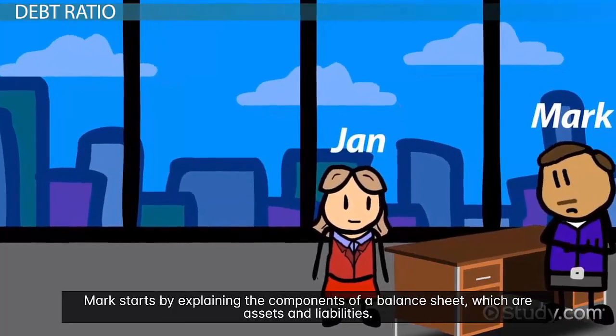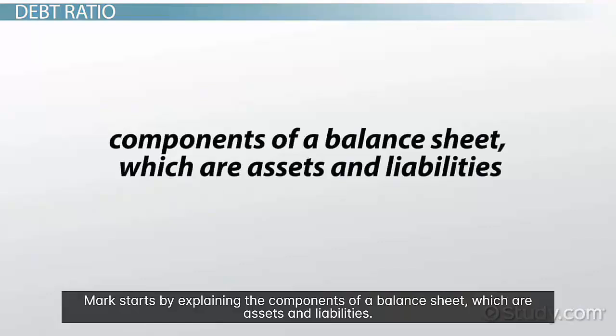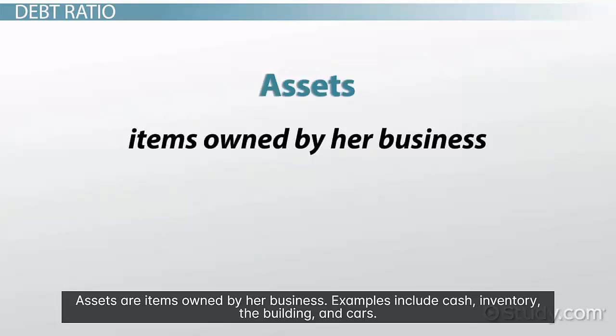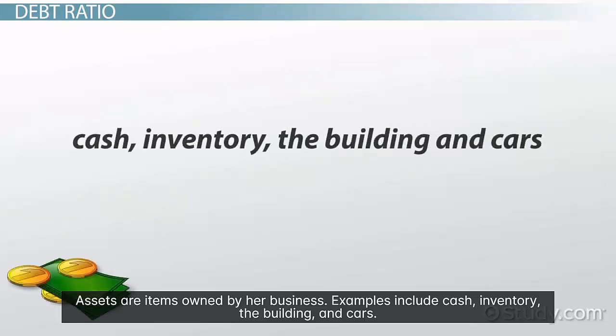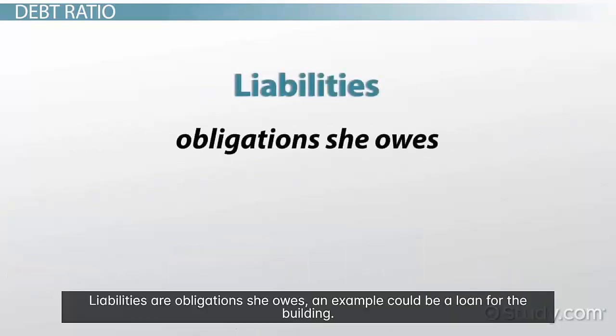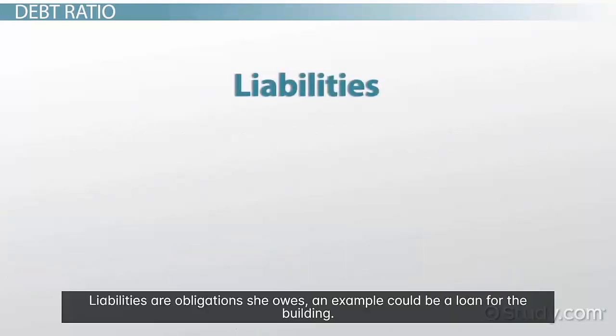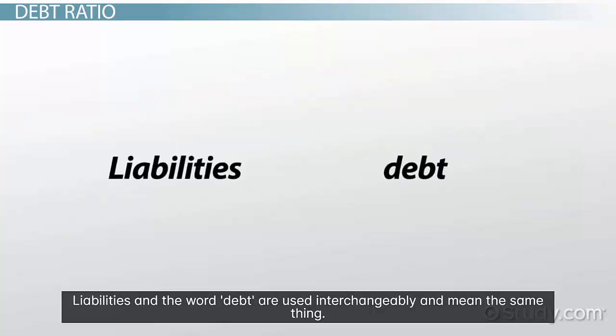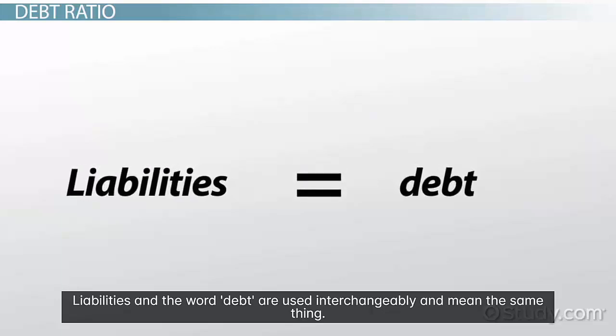Mark starts by explaining the components of a balance sheet, which are assets and liabilities. Assets are items owned by her business. Examples include cash, inventory, the building, and cars. Liabilities are obligations she owes. An example could be a loan for the building. Liabilities and the word debt are used interchangeably and mean the same thing.